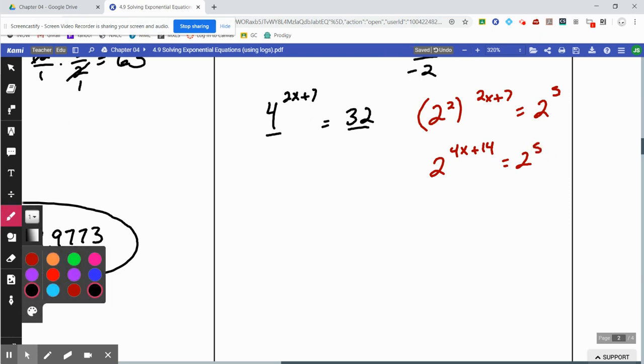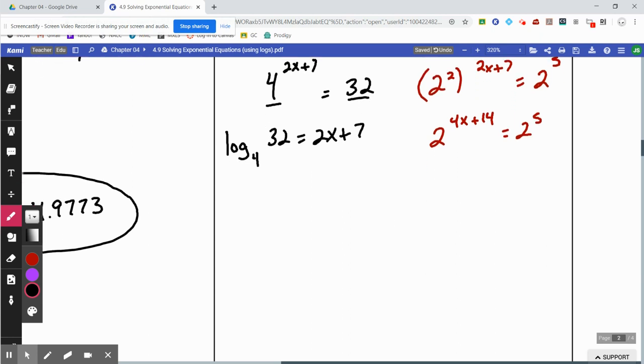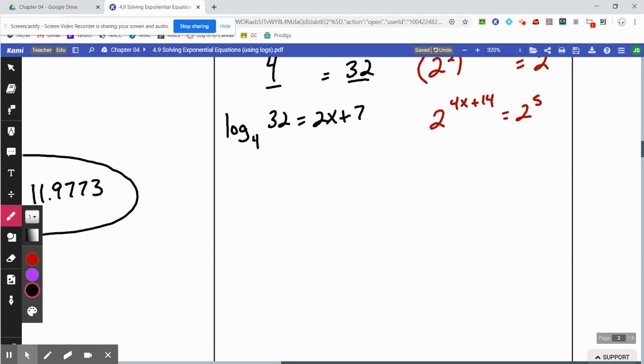Or you can still solve it this new way. That'd be log base 4 of 32 is equal to 2x plus 7. It just tells me that we're going to get a rational answer. Log base 4 of 32 is the log of 32 divided by the log of 4 equals 2x plus 7.